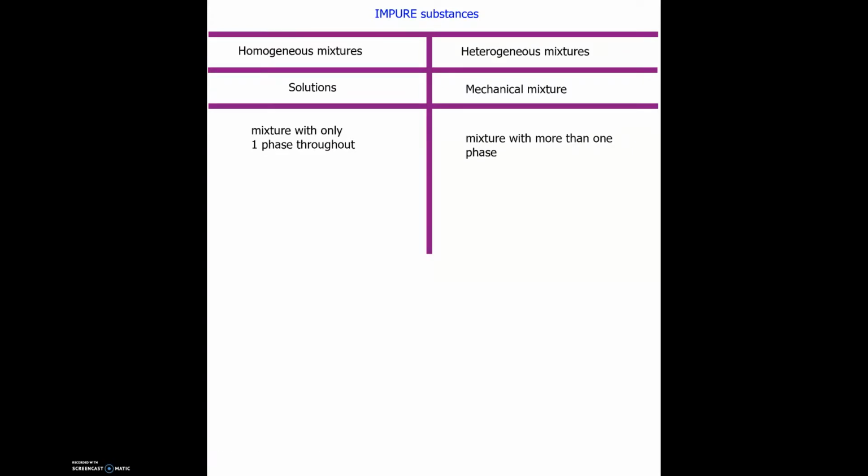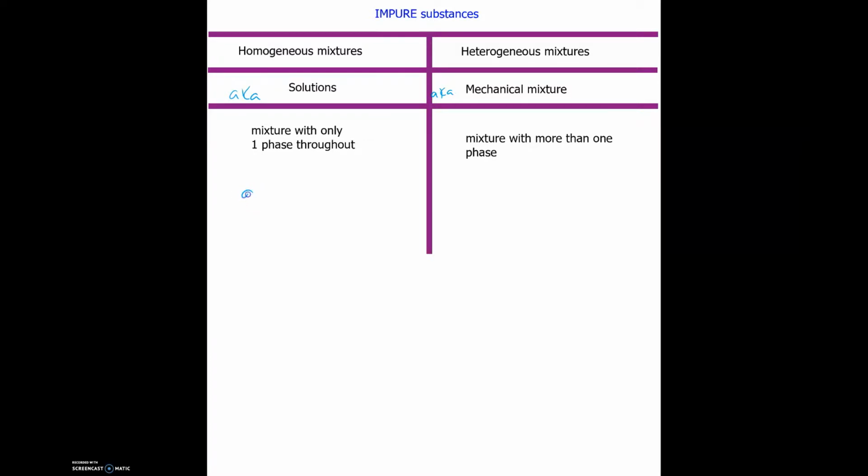So we looked at pure. Now let's take a look at impure. So impure can be broken up into homogeneous mixtures, also known as solutions, and then heterogeneous mixtures, also known as mechanical mixtures. So homogeneous is a mixture with only one phase throughout. So you can't tell if there's any other little floating particles.